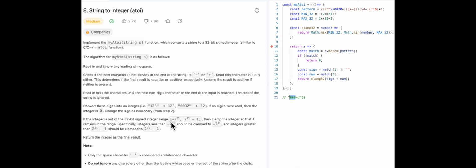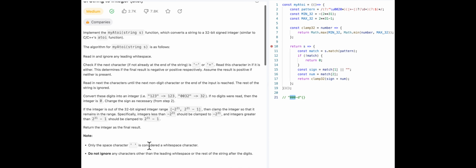If the integer is out of the signed 32-bit range, clamp it so it's in range. That means that if it's less than -2 to the power of 31, you get -2 to the power of 31. If it's greater than 2 to the power of 31 minus 1, it's 2 to the power of 31 minus 1.